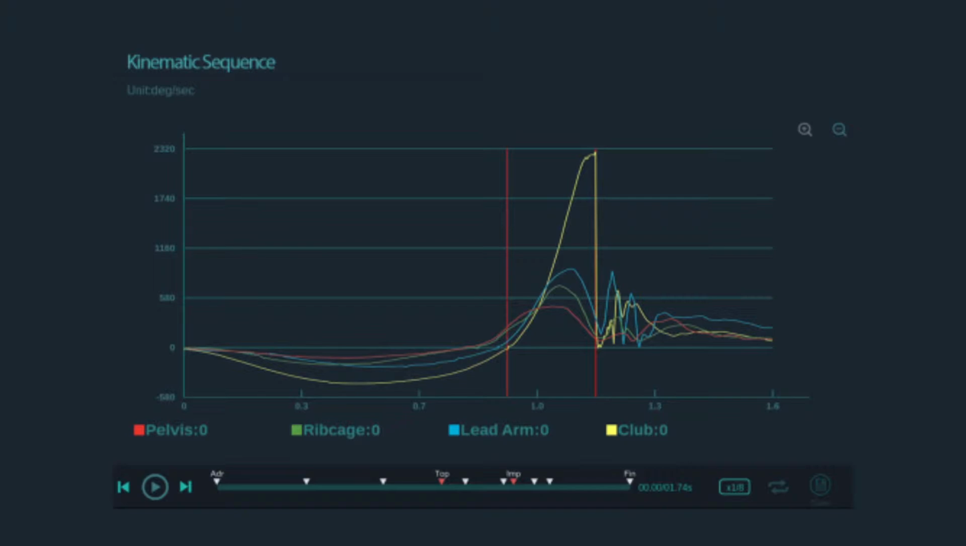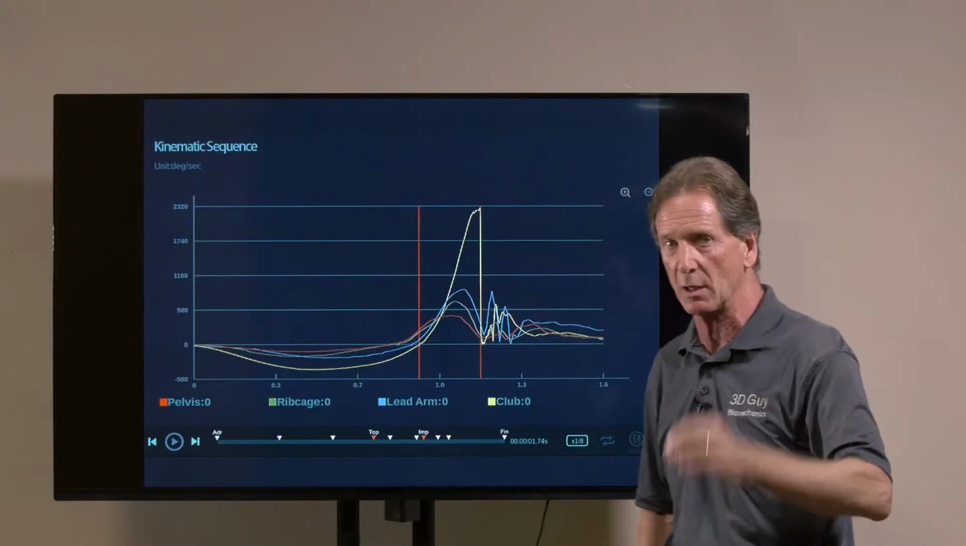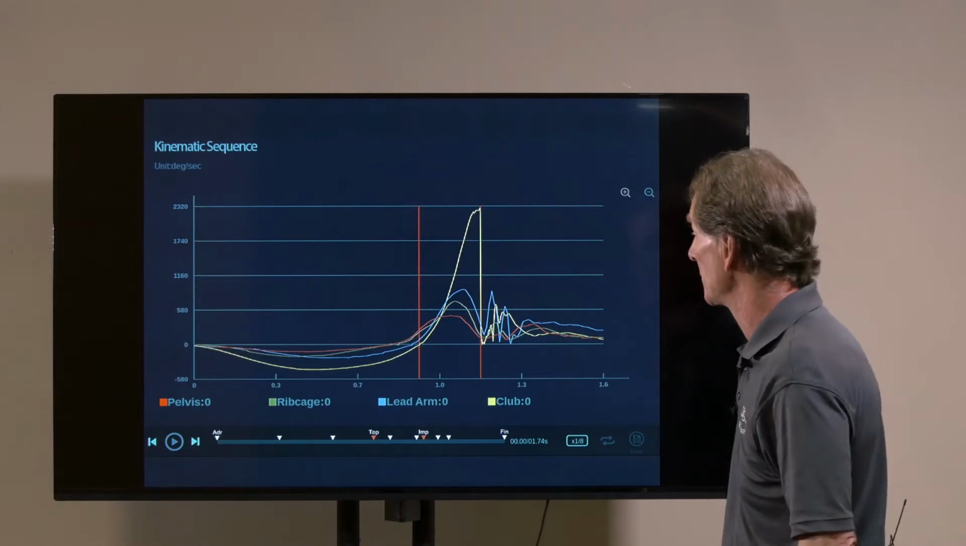The red one represents how fast the pelvis is turning. The green one represents how fast the rib cage is turning. The blue one represents how fast the lead arm is swinging. And finally, the yellow one represents how fast the club shaft is swinging. And these are measured in degrees per second. Remember, it's rotational velocity, not linear velocity. So it's not miles per hour, it's degrees per second.